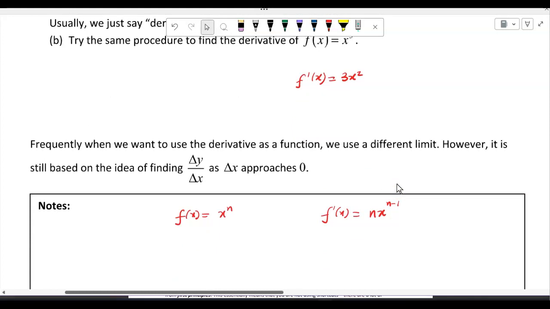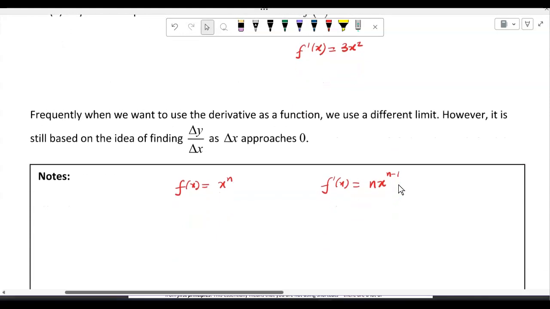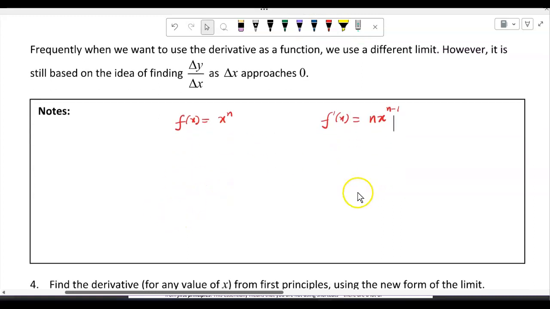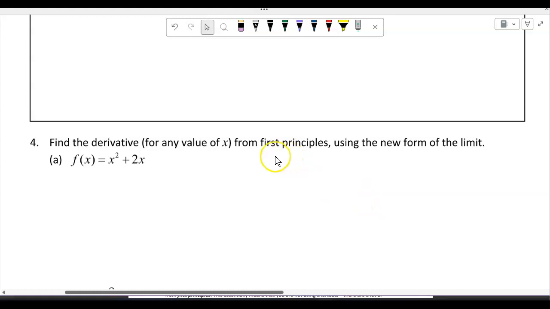You can do this derivation with binomial expansion also, but we've never done binomial expansion, so don't worry about it right now. Right now you have to accept this result. But only when they ask you first principle, you have to do the entire method.